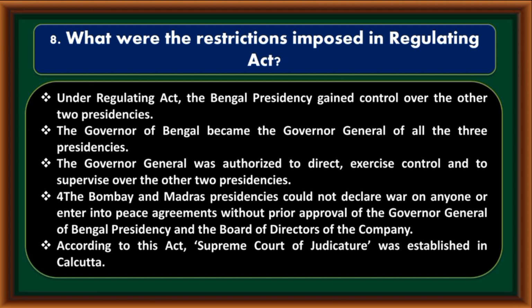The Bombay and Madras presidencies could not declare war on anyone or enter into peace agreements without prior approval of the Governor General of Bengal Presidency and the Board of Directors of the company. According to this act, Supreme Court of Judicature was established in Calcutta.